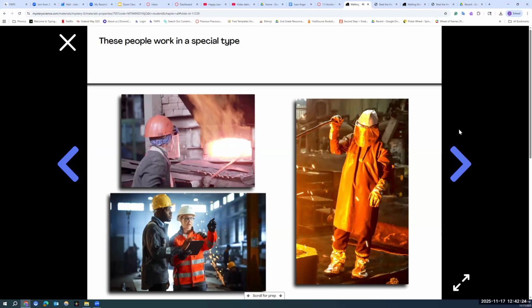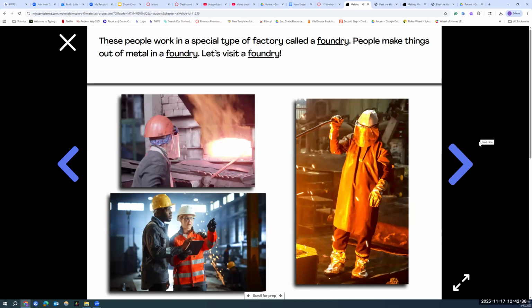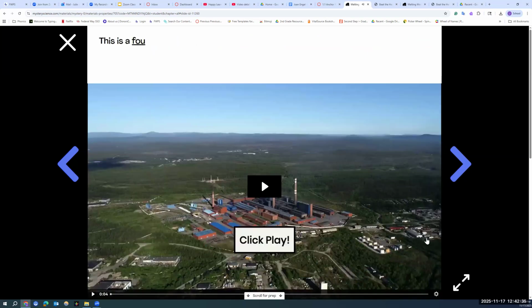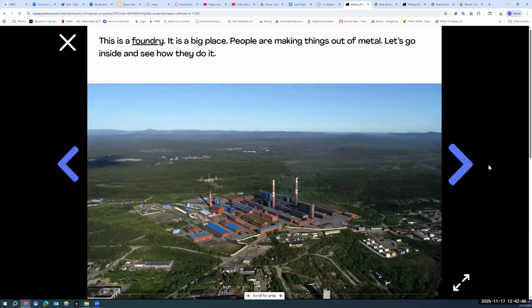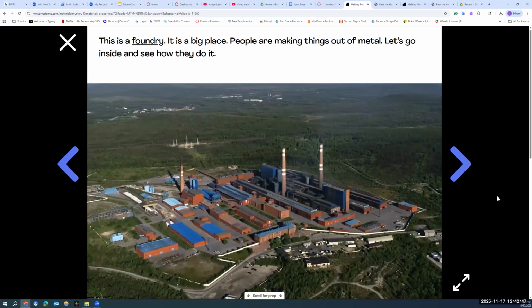These people work in a special type of factory called a foundry. People make things out of metal in a foundry. Let's visit the foundry. This is a foundry. It is a big place. People are making things out of metal. Let's go inside and see how they do it.